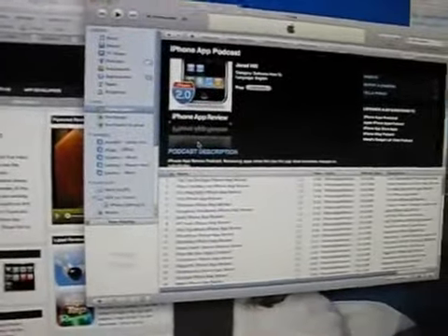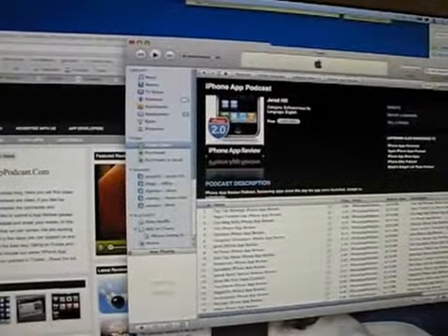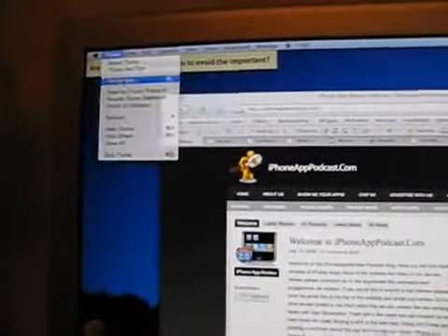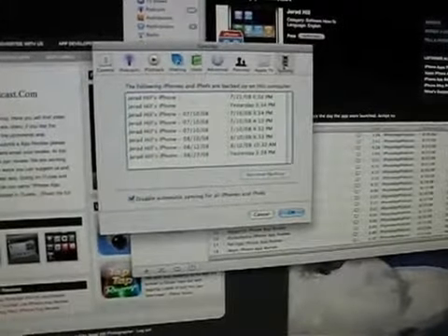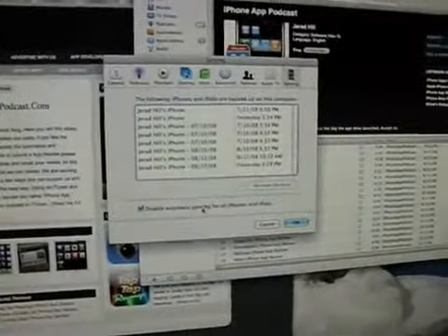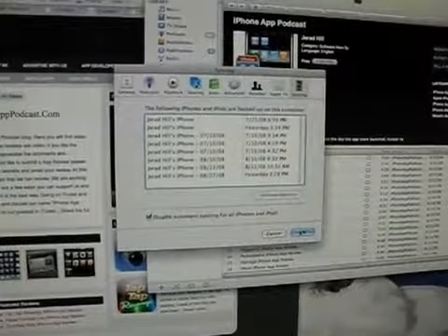But the first thing that you're going to need to do, which I didn't do at first, but it's a good tip, is actually go into Preferences in iTunes and go to the Syncing tab at the far right and choose Disable Automatic Syncing for iPhones and iPods.